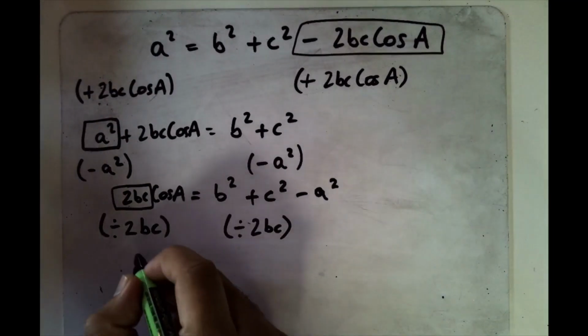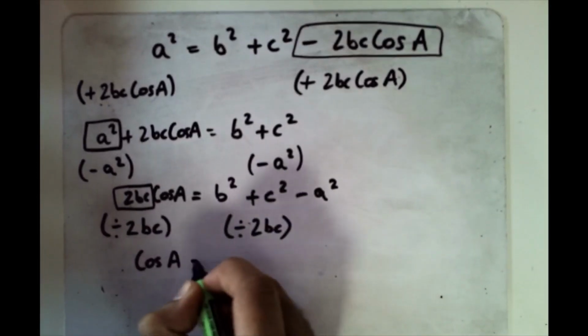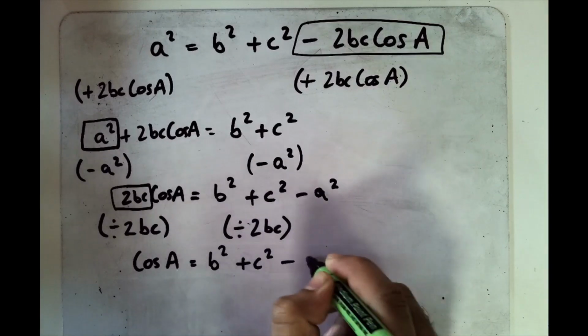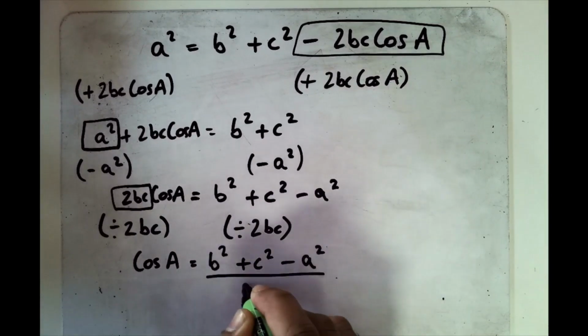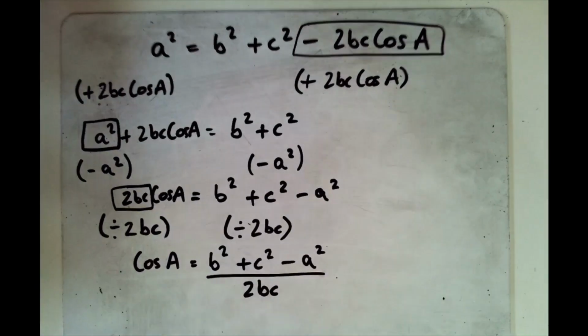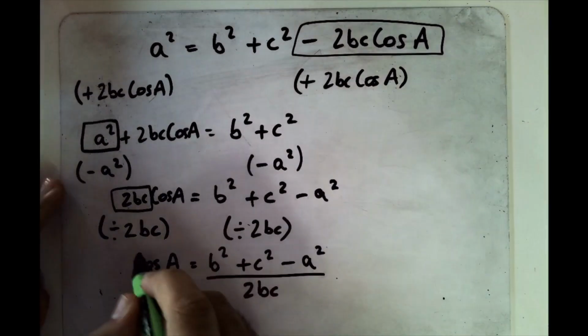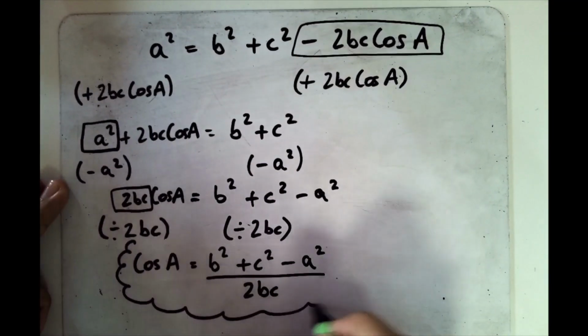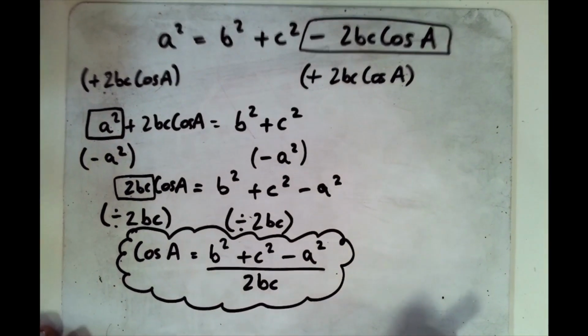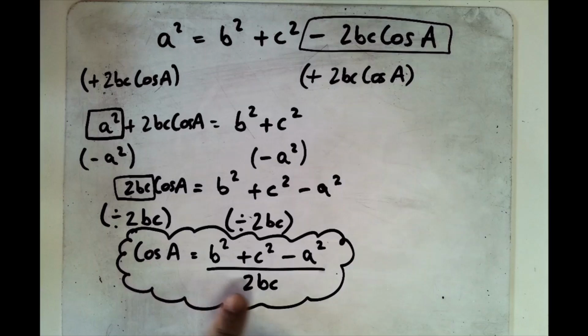And that now gives me cos A equals b squared plus c squared minus a squared divided by 2bc. Now I'm using a fraction line for my divide because it's a little bit more straightforward. So what I'm now going to do is draw a sort of bubble around this rule, and I want all of you, please, to copy that rule here onto a piece of paper or an exercise book, whatever you're using to work on at the moment. Please do that now.